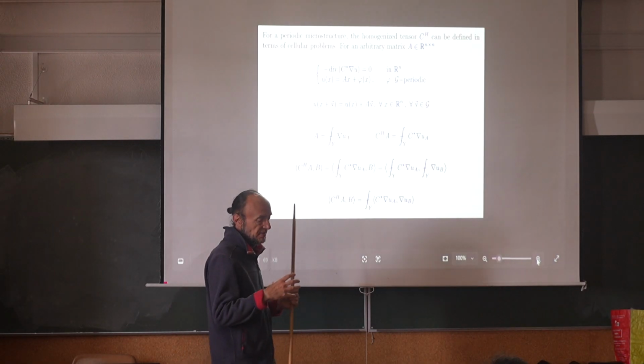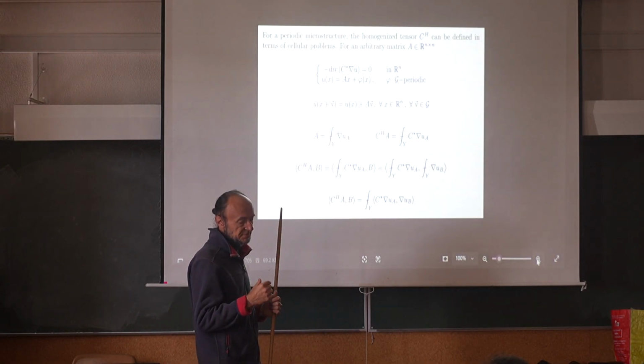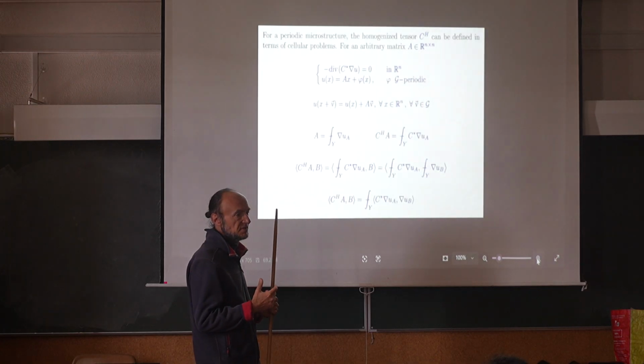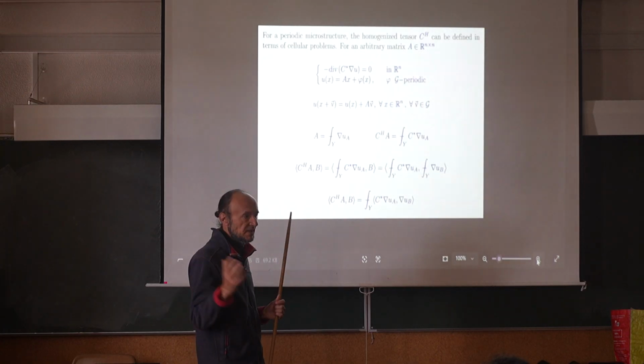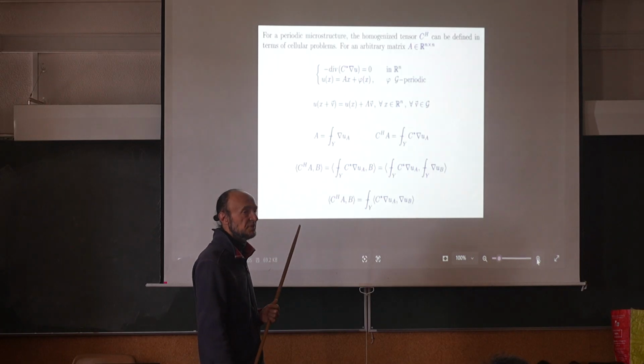Because when you make this zoom with power 1 over epsilon, and epsilon goes to 0, this means that your boundaries go far away. So in the limit, the boundaries disappear from your analysis.